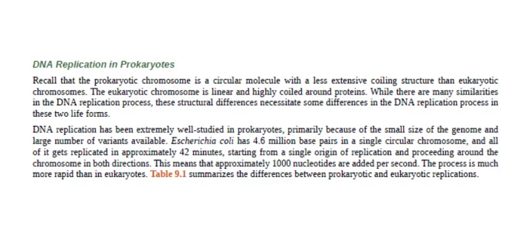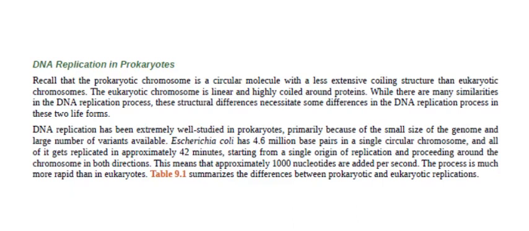DNA replication in prokaryotes. Recall that the prokaryotic chromosome is a circular molecule with a less extensive coiling structure than eukaryotic chromosomes. The eukaryotic chromosome is linear and highly coiled around proteins. While there are many similarities in the DNA replication process, these structural differences necessitate some differences in the DNA replication process in these two life forms.